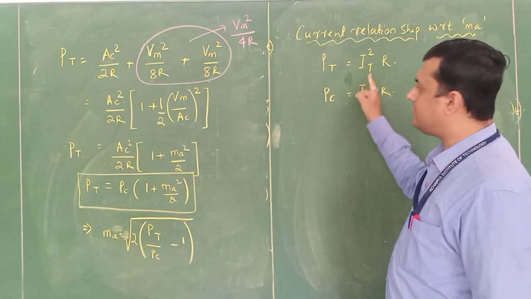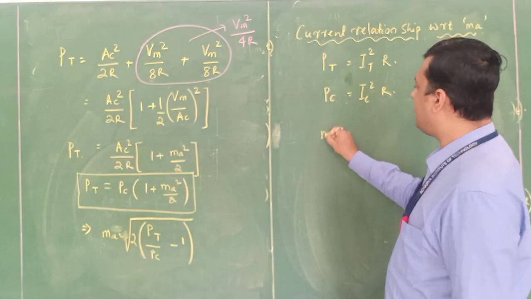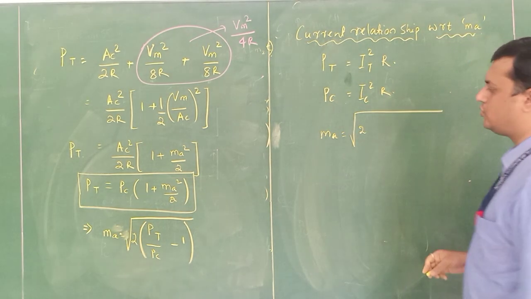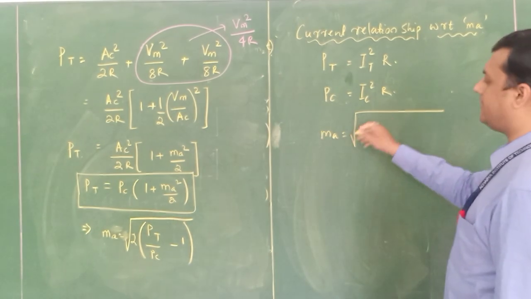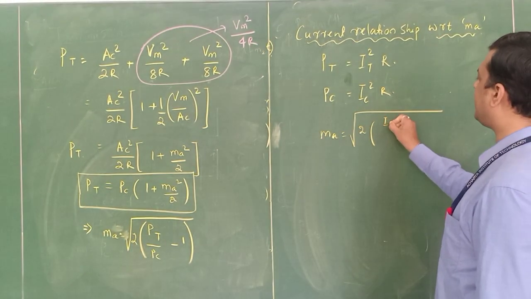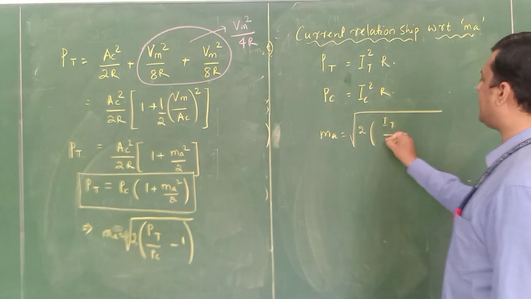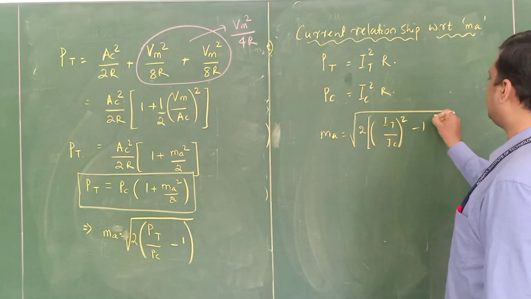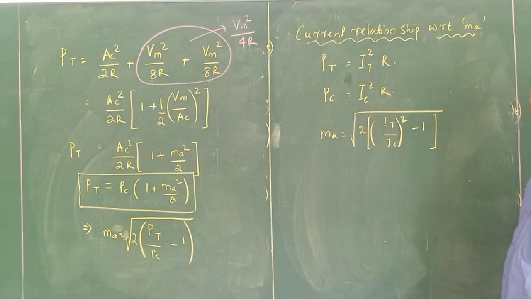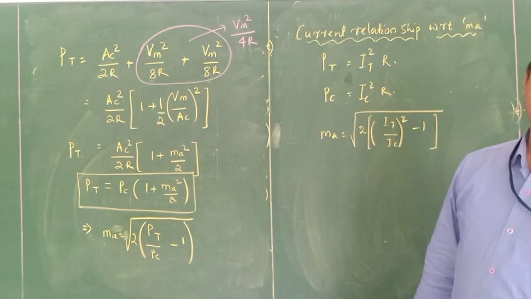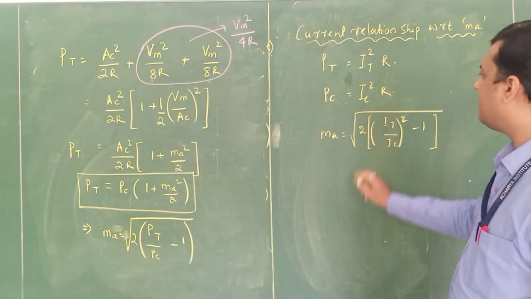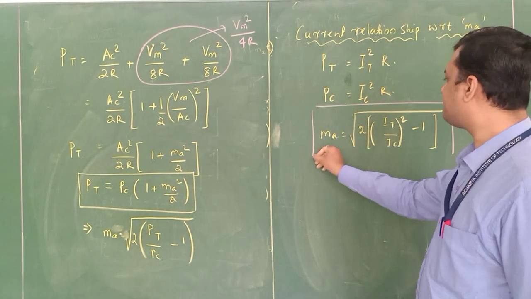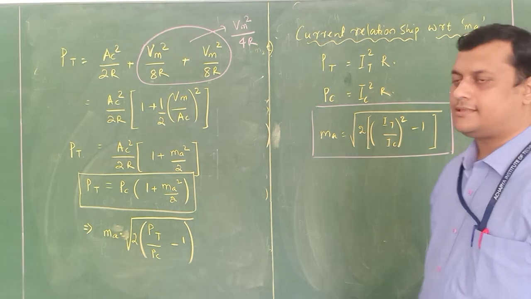Now if I substitute these two parameters here, my modulation index will become root over of 2 times, in place of PT I will write IT, in place of PC I will write IC, then it is whole square, then minus 1. So this is the current relationship of transmitted current and carrier current with respect to modulation index. Okay. So this is the representation.